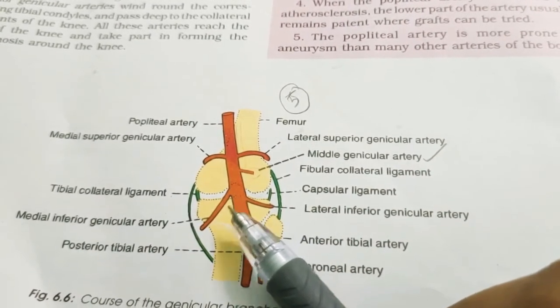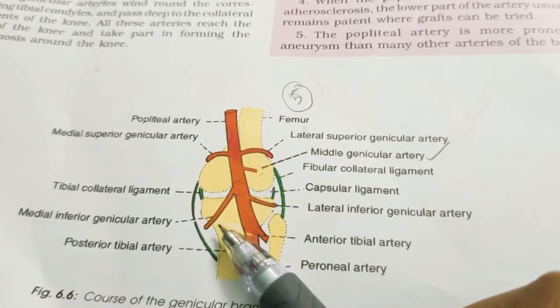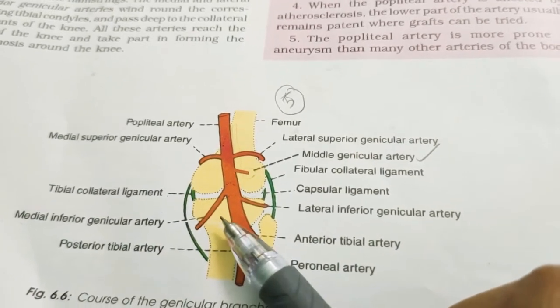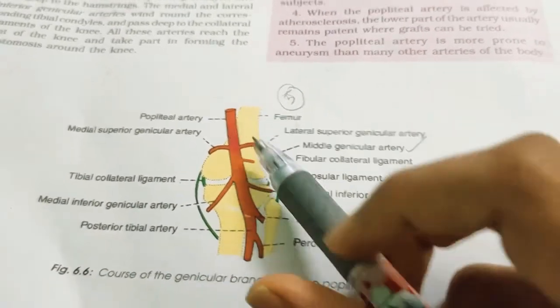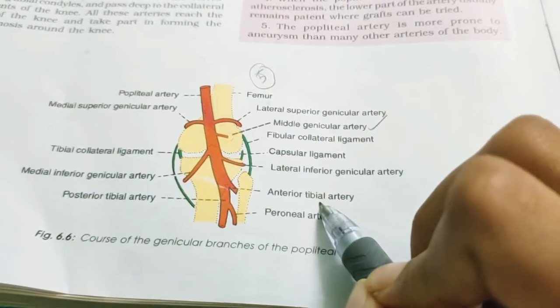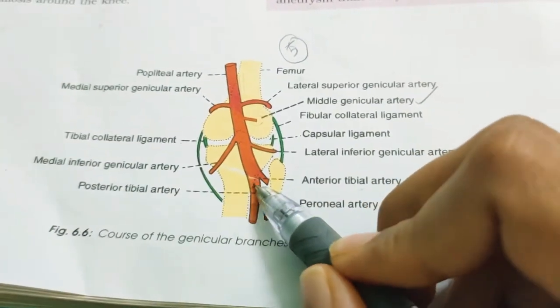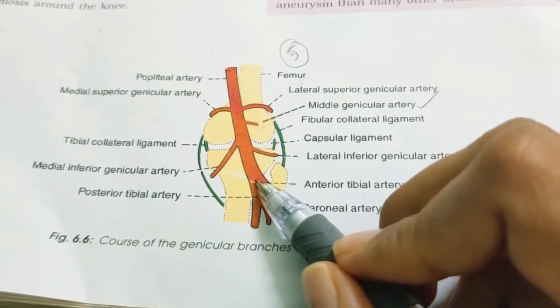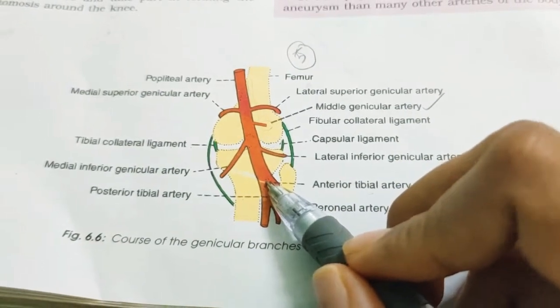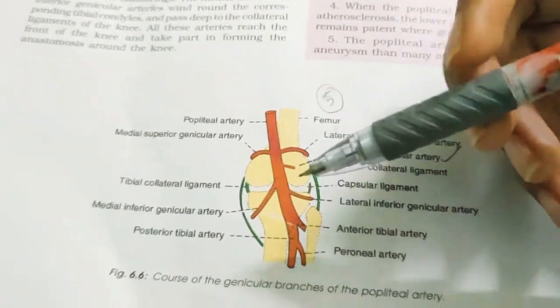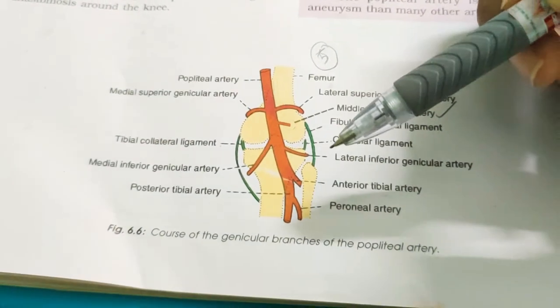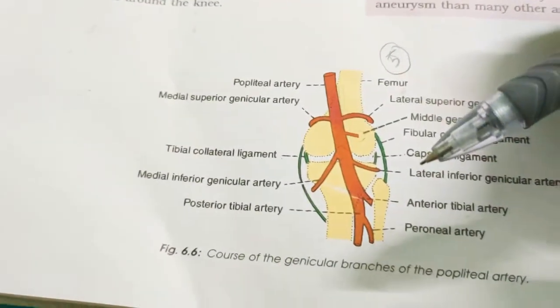popliteus. Then the anterior tibial artery descends deep or anterior to popliteus. As you know already, this popliteal artery will divide into anterior tibial artery and posterior tibial artery at the right side of popliteus, but sometimes they may divide just above the level of popliteus, and then the anterior tibial artery descends more deep or anterior to the popliteus.